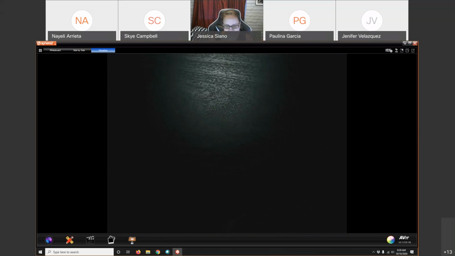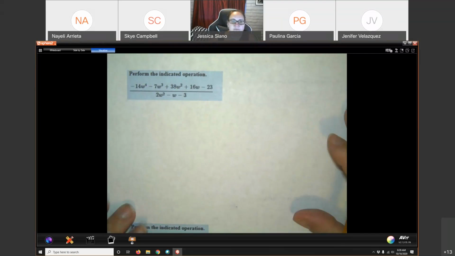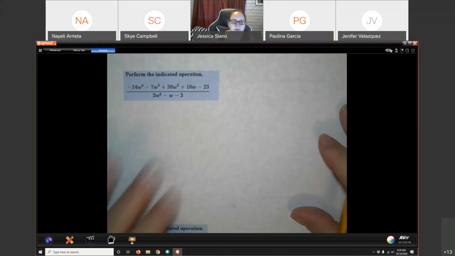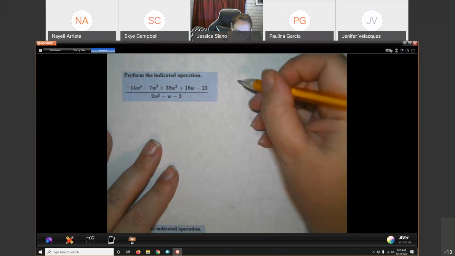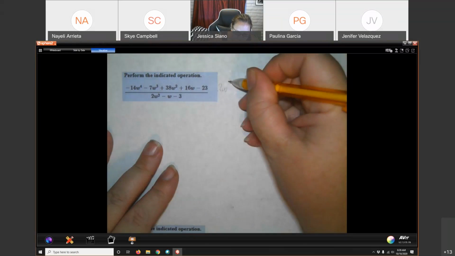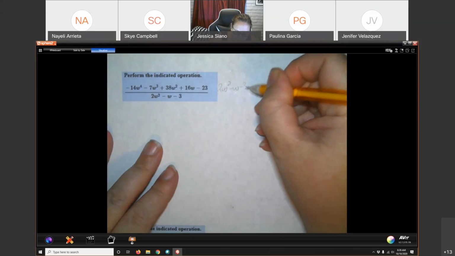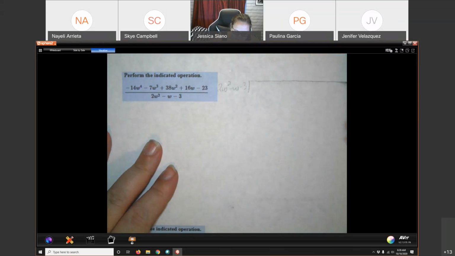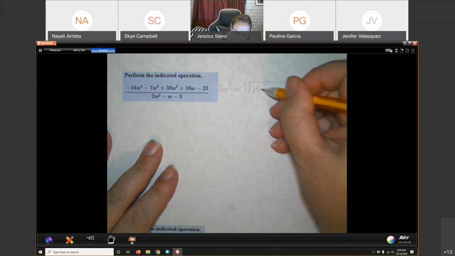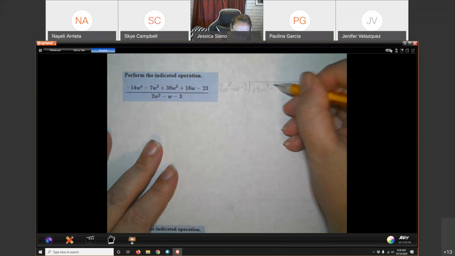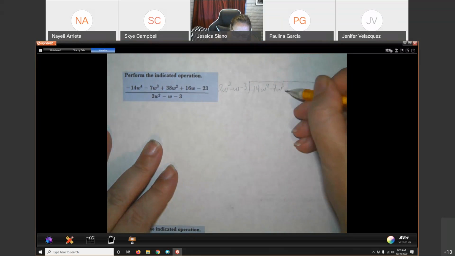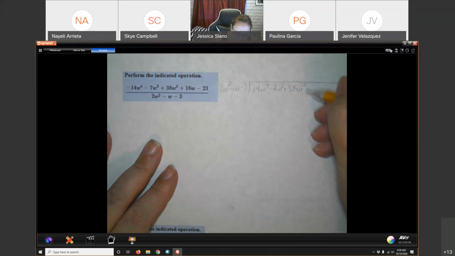Let's do another one. Everything is in standard form, so 2w squared minus w minus 3, negative 14w to the 4th, 7w to the 3rd, 38w squared.